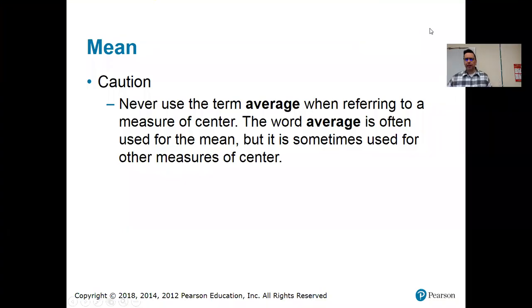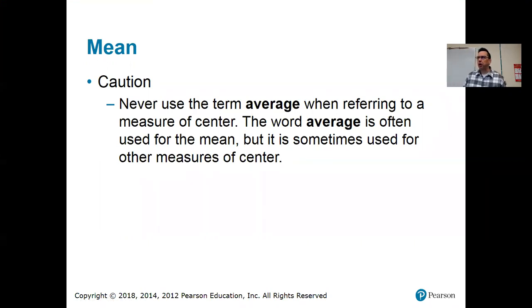Okay, so here's the thing I was referring to before. They're telling me to never use the term average when referring to any measure of center. I think some people do use average for mean. I don't think I've ever heard it used for median or mode. They're saying here that it is sometimes used for those. So to avoid confusion, we will all, including me, try to break the habit of using the term average, okay?